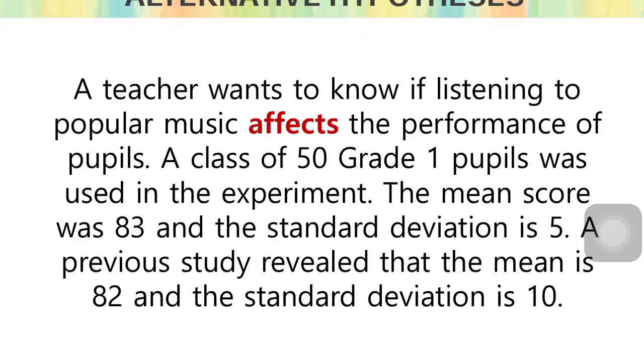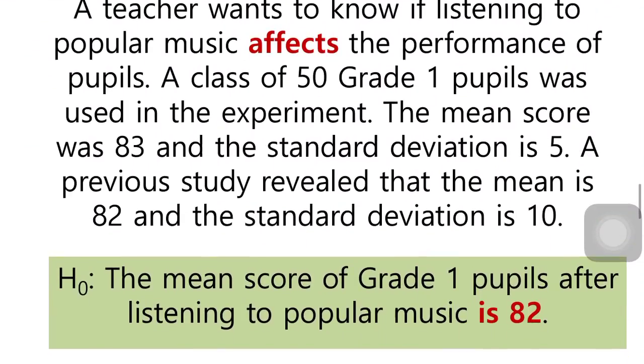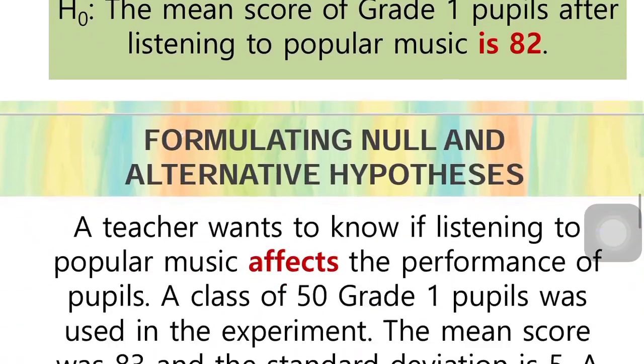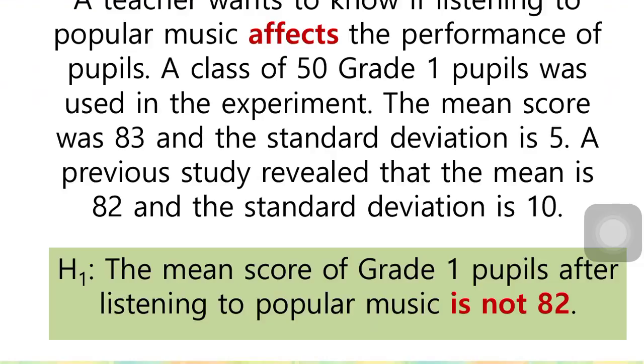Our null hypothesis is the mean score of grade 1 pupils after listening to popular music is 82. Now, what is the verb? Affects. Is it one-tailed or two-tailed? It is two-tailed. It's non-directional. So, our alternative hypothesis is the mean score is not 82.